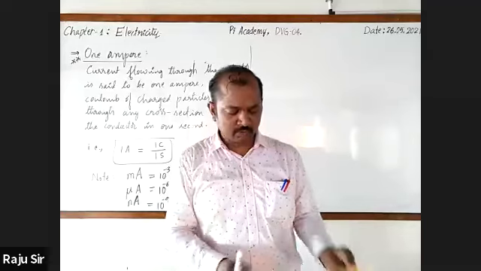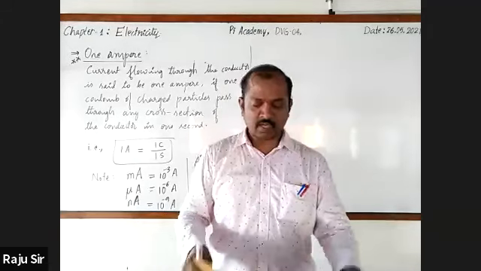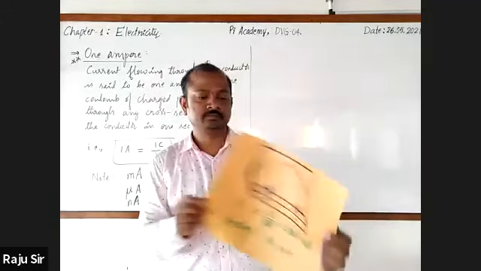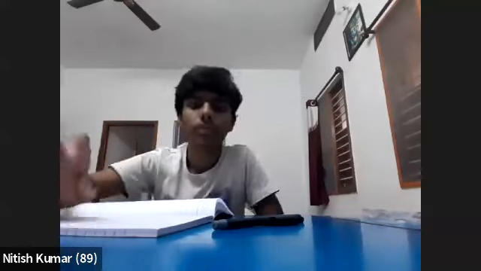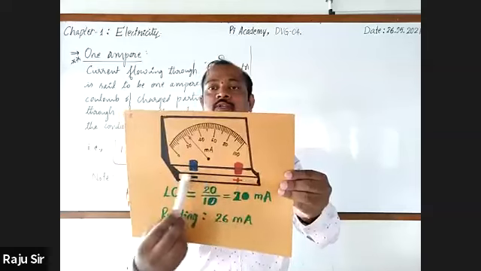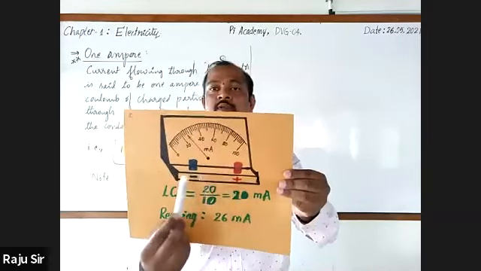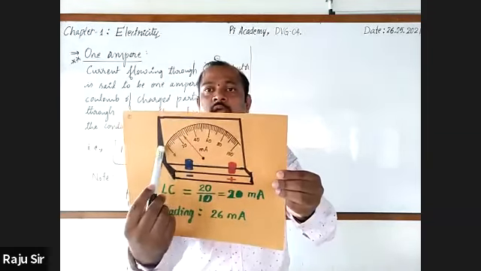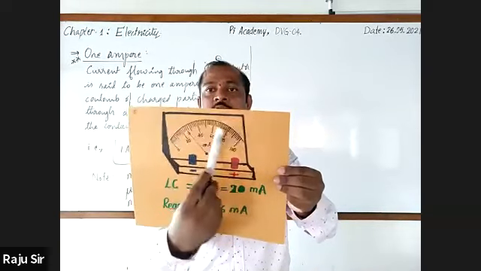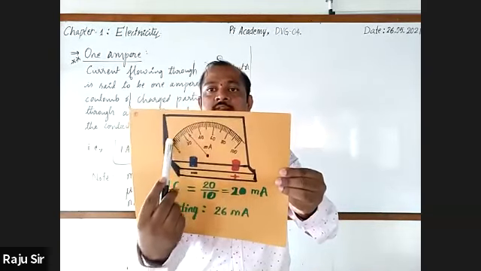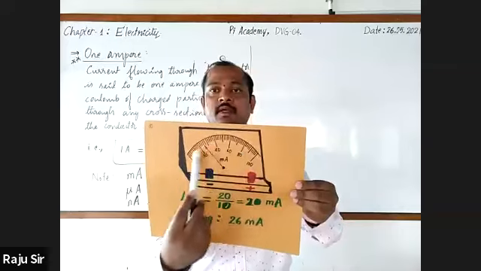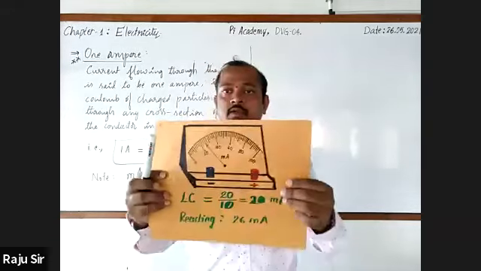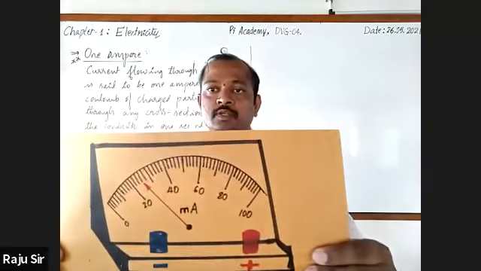So now let me show you a picture of an ammeter. Look here. This is an ammeter. You can observe that there are two terminals. One is positive and the second one is negative. And you can also notice that here we have a scale. This is the scale of the ammeter. And I am bringing it a bit close. Observe here.